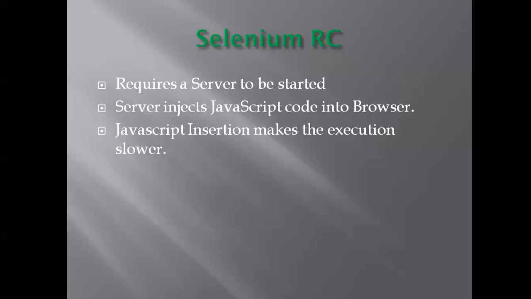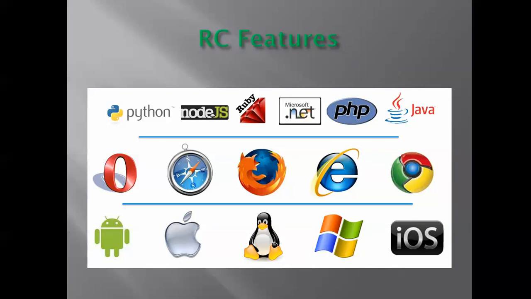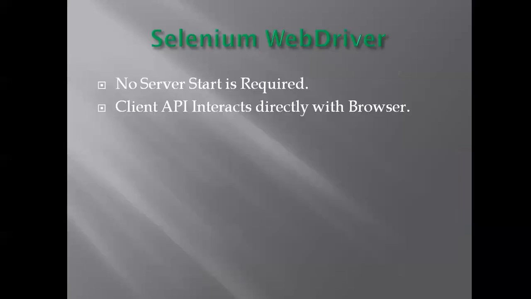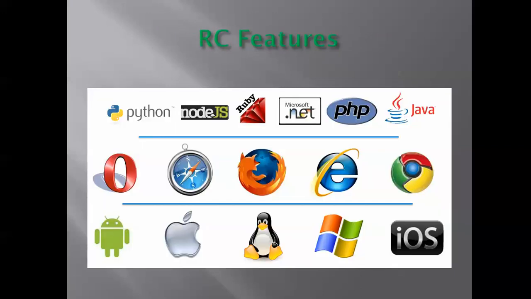Right. Now, what are the features of RC? As you can see, it supports multiple browsers, and it supports multiple languages. It supports Python, JavaScript, Ruby, C Sharp, PHP, Java, and it supports multiple platforms. Unlike QTP, where we can only write the script in VB, which only runs on Windows, right?